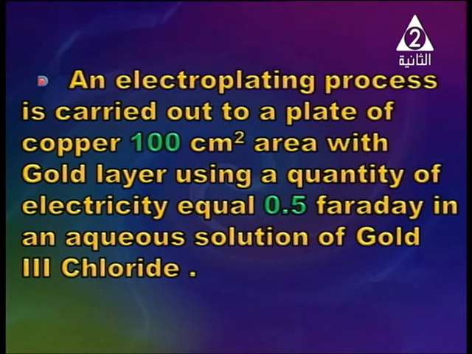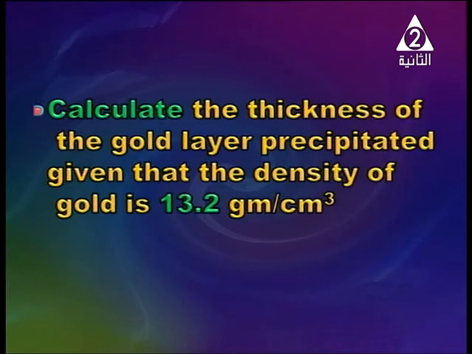Let's have a problem. An electroplating process is carried out for a plate of copper having an area of 100 centimeter square with a gold layer, using a quantity of electricity equal to half a Faraday, by an aqueous solution of gold 3 chloride. Calculate the thickness of the gold layer precipitated, given that the density of gold equals 13.2 gram per centimeter cube.